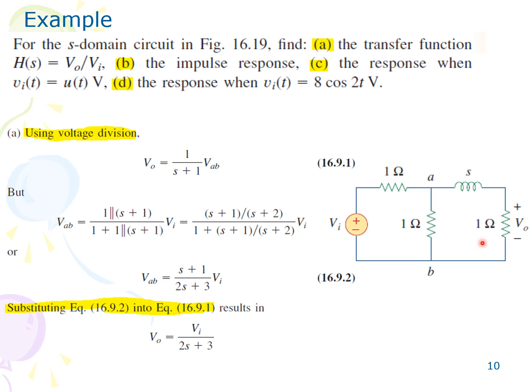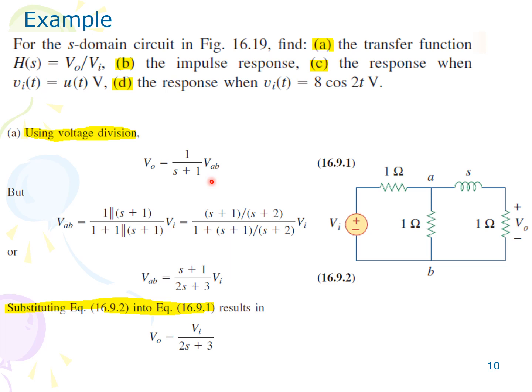1 divided by the total impedance of the loop. So basically VAB is the voltage across the terminal AB, and this voltage is divided between the inductor of reactance S and the resistance of 1 ohm. So this VAB is divided between the two components. Now, V naught is equal to 1 over S plus 1 into VAB.